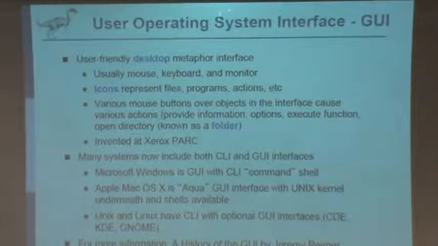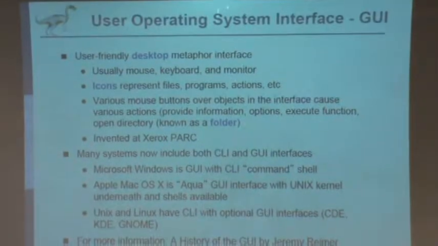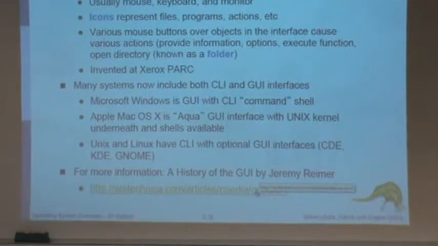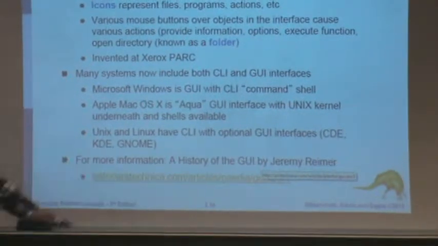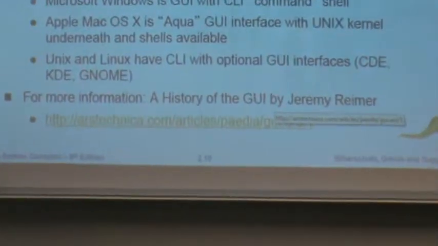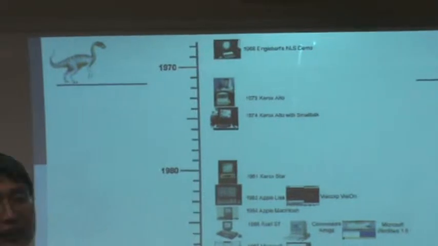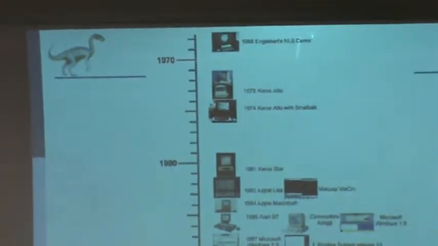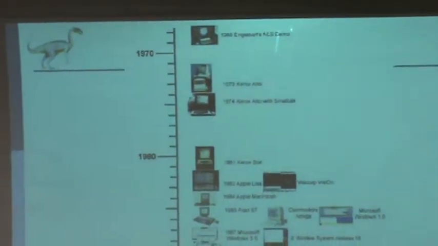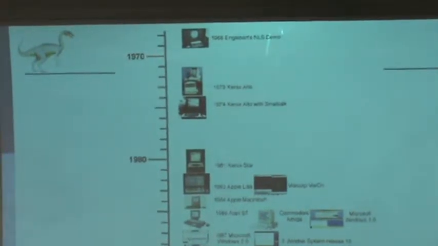I'm not going to explain in detail, but if you are interested in the details of the history of the graphical user interface, you can go to the link that I provide. But that is summarized like this one. It started from 1968, 69. As I said, that time is very important in the computer science history.